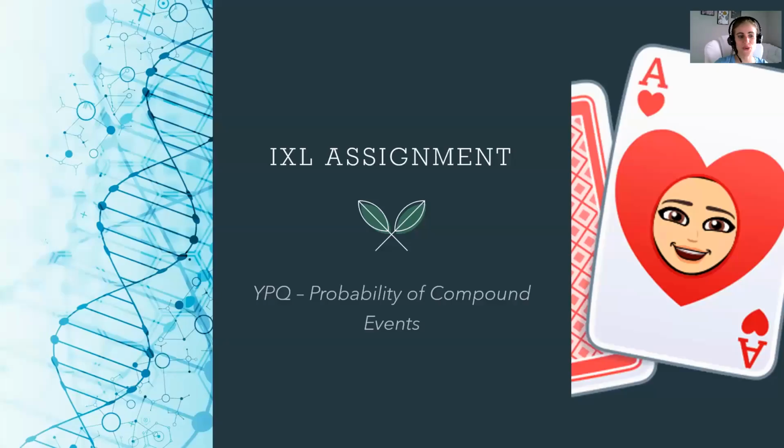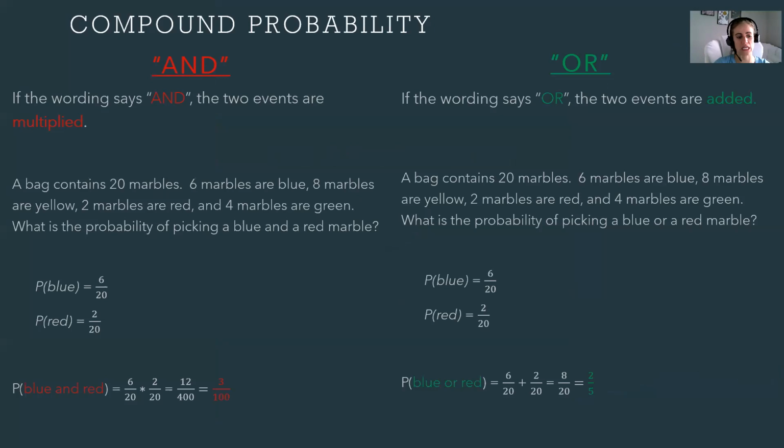Guys, today we're going to go through IXL Assignment YPQ, Probability of Compound Events. Let's first briefly talk about what a compound event is. A compound event is when you have a combination of two probabilities. You can either have an AND compound event or an OR compound event.